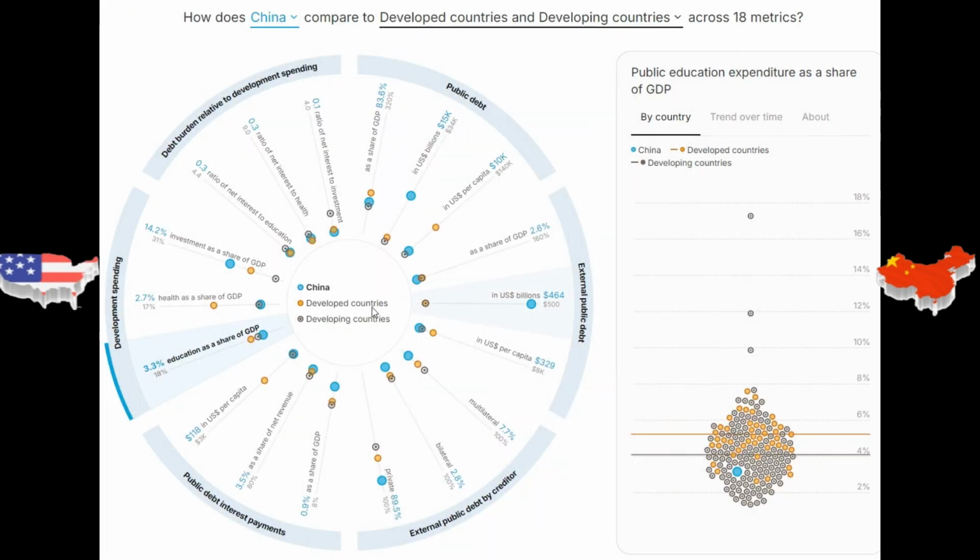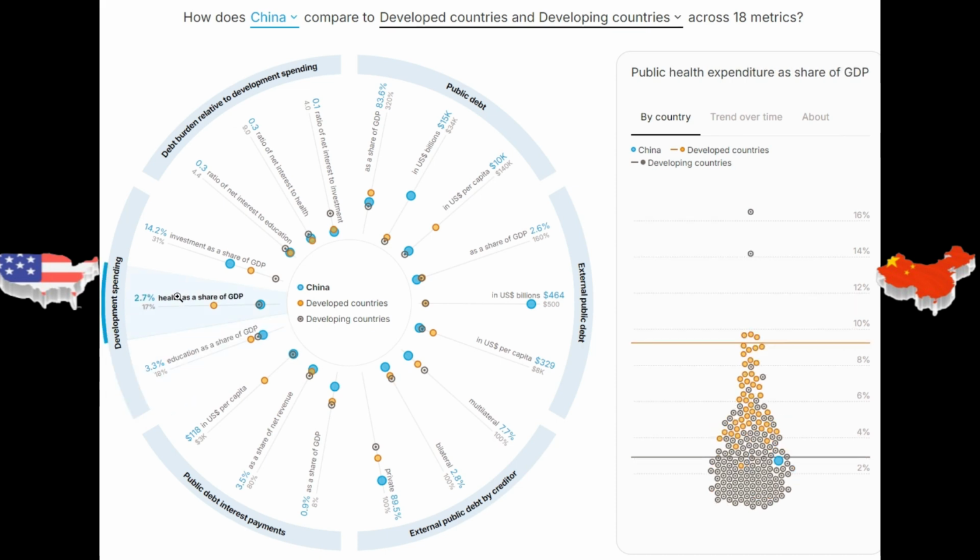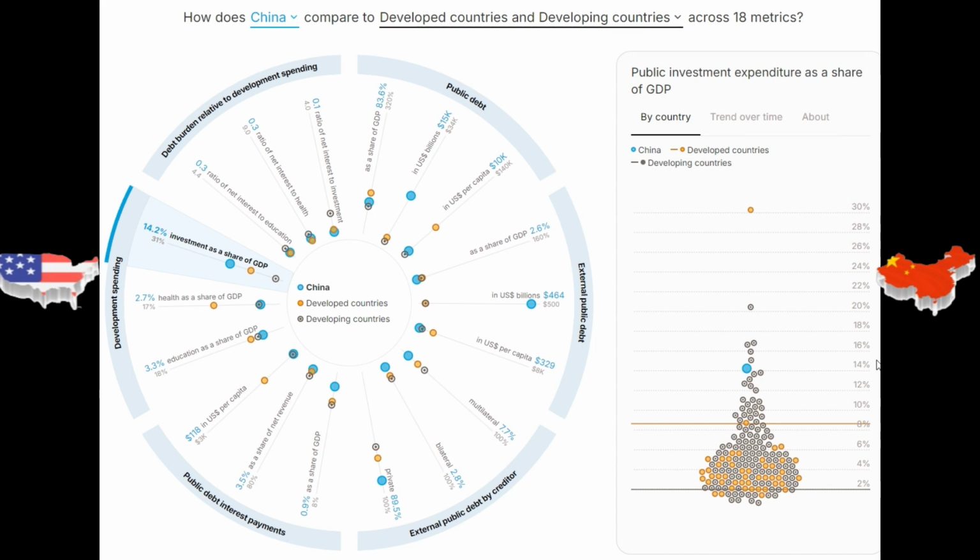China allocates 3.3% of its GDP to education, which is relatively low compared to the nearly 5% spent by the United States and also below the average for both developed and developing countries. The same trend is seen in public health expenditure. However, when it comes to public investment expenditure, China stands out.